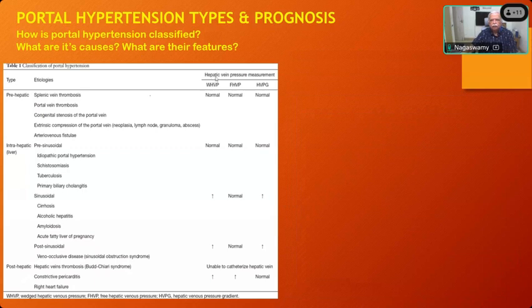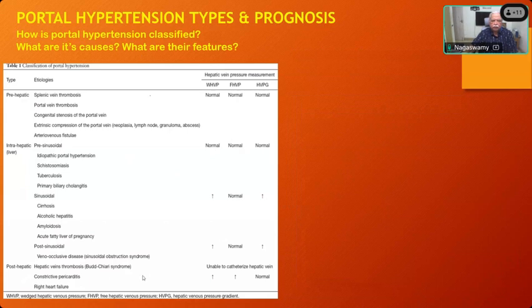In these conditions, when you see the hepatic vein pressure measurement, there is a difference in all these three. So wedge hepatic venous pressure will be normal in all the pre-hepatic conditions. Similarly, the pre-hepatic venous pressure and hepatic venous pressure are all normal. In the intrahepatic, again, if it is pre-sinusoidal, it is all normal. At the sinusoidal level, you find the wedge hepatic pressure is increased, and the hepatic venous pressure gradient is also increased. But the pre-hepatic venous pressure is normal.